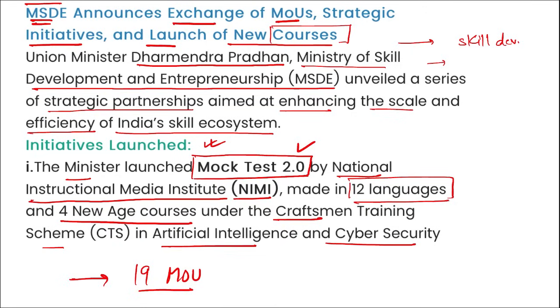Such as your NSDC, National Skill Development Corporation, with Pradhan Mantri Kaushal Vikas Yojana, with Directorate General of Training, with PM Vishwakarma, right? So these MOUs will help bring individual skills and training in the entrepreneurship sector so that new job opportunities can be created for the mass audience.